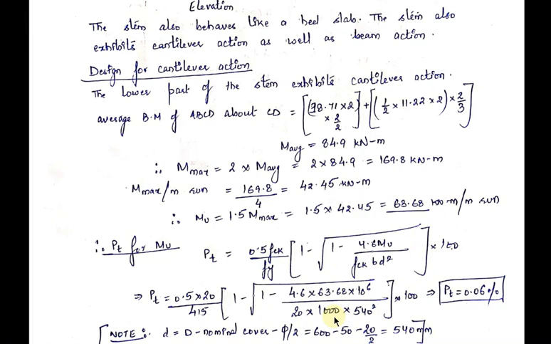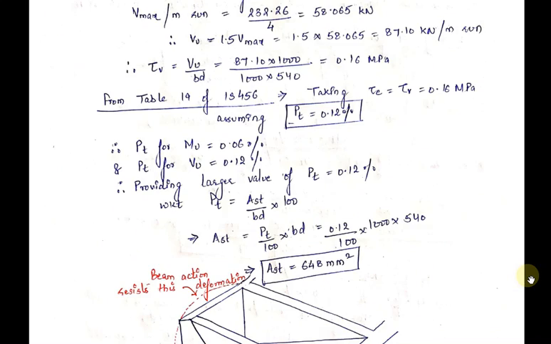B, we take 1000 mm because we design each and every component of the counterfort retaining wall for per meter width. So width will be 1 meter, that is 1000 mm. D, we already calculated 540, the whole square, into 100. So this will give you PT equal to 0.06 percentage.